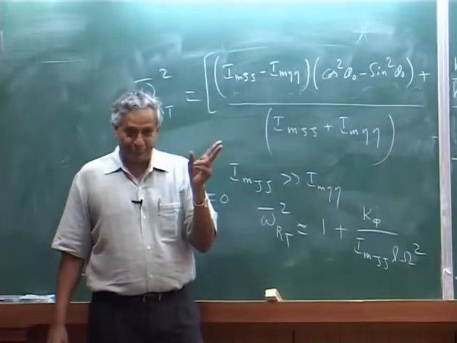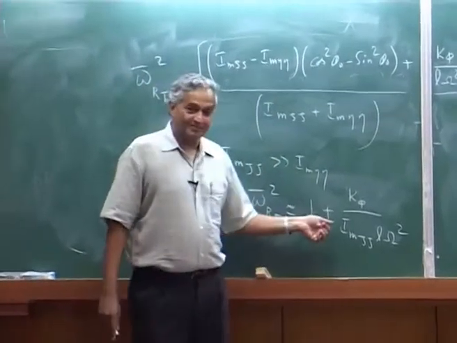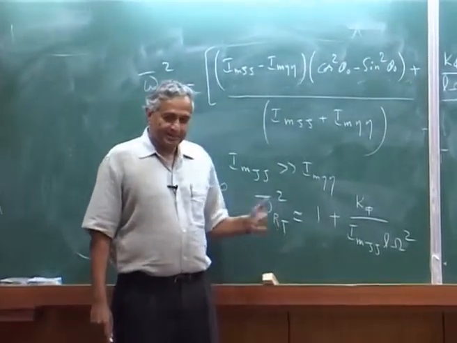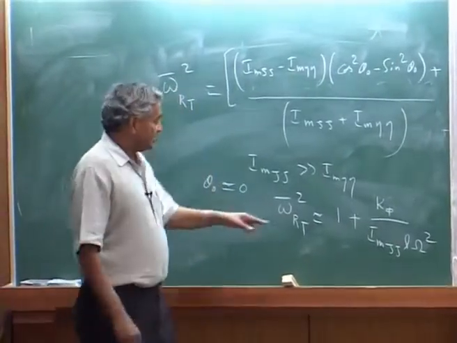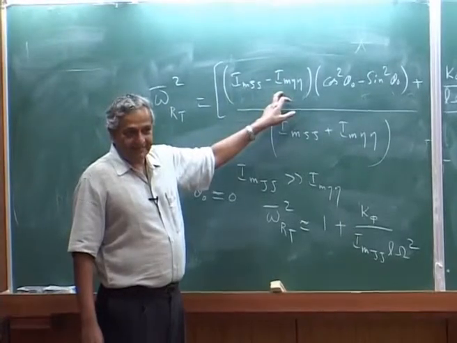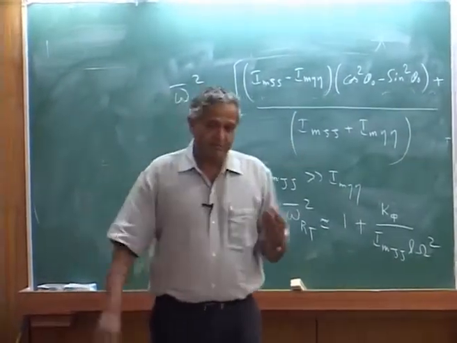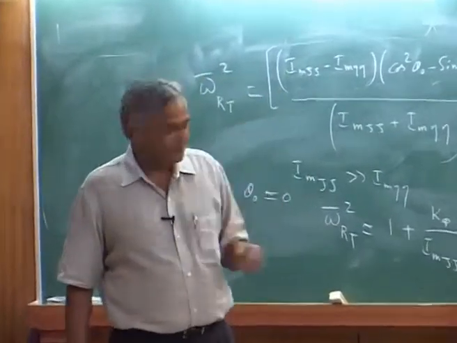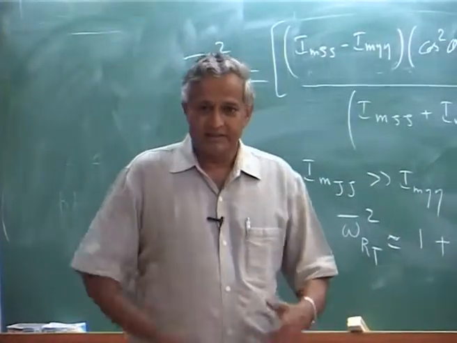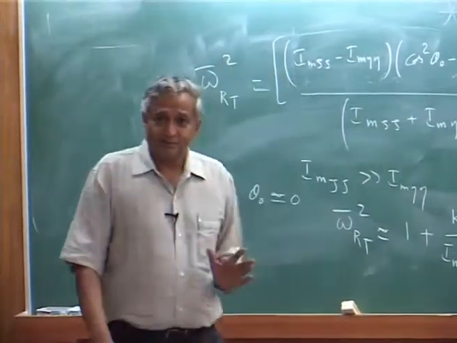Like you had flap motion where you always get 1 plus something, here also this 1 will come. But you have to be very careful how it comes. It comes because of this term. And sometimes people make mistakes. They derive the equation, and because these are all very small quantities, in a coupled torsion equation, it goes.